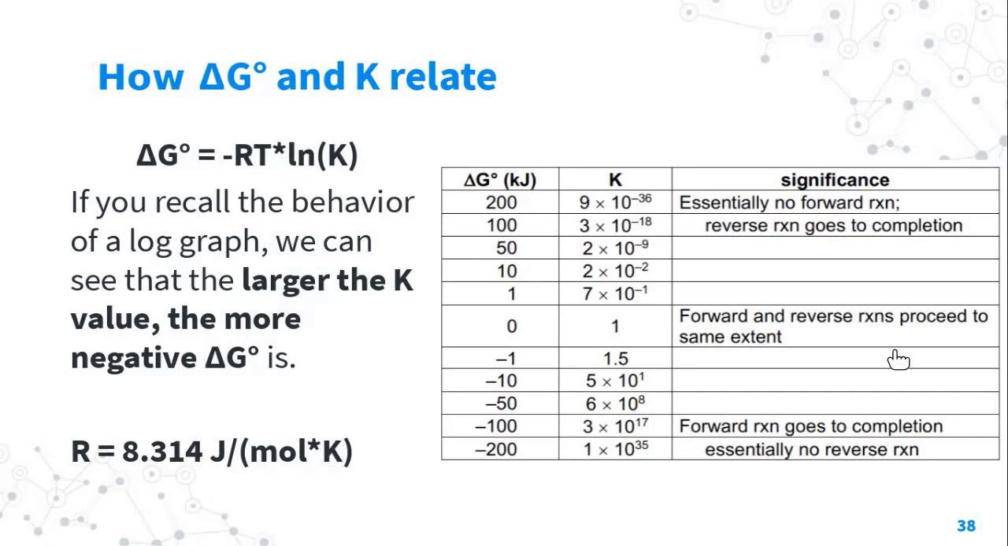And you can see over here on this graph how K and delta G are related. As we increase our K value, K should not be negative. It should only be between 0 and, technically, infinity. You can have really, really big Ks, but you cannot have a negative K. So as we increase K, our delta G goes from positive to negative.